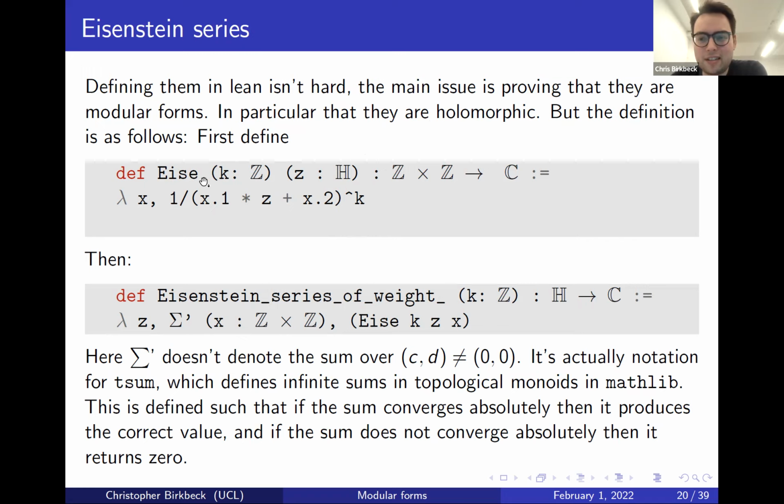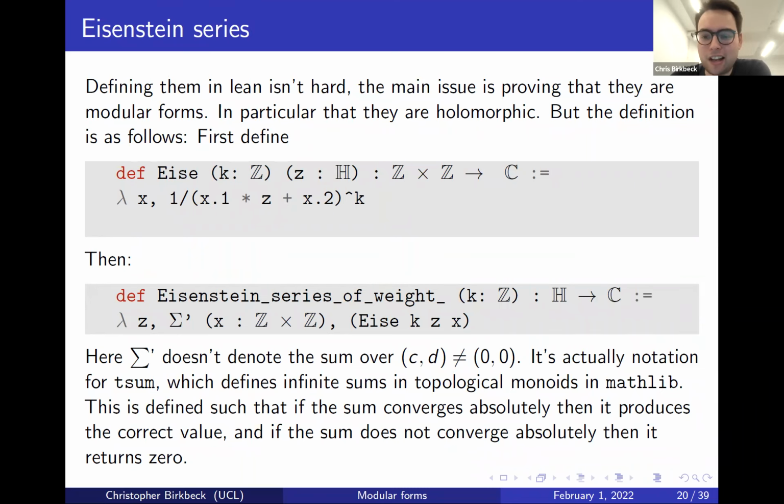The first thing is I defined this Eise function, which is short for Eisenstein, and given some integer k and some element z of the upper half space, it's just a map from Z squared to the complex numbers given by sending x, think of your c and d, to 1 over (x.1, which is your c, times z plus x.2, which is your d) all to the power k. And notice I didn't have to worry about dividing by 0 here at all. This is something common in Lean. You don't want to condition on your definitions. And in Lean, 1 over 0 is just defined to be 0 for the complex numbers. So this wouldn't be an issue anyway.